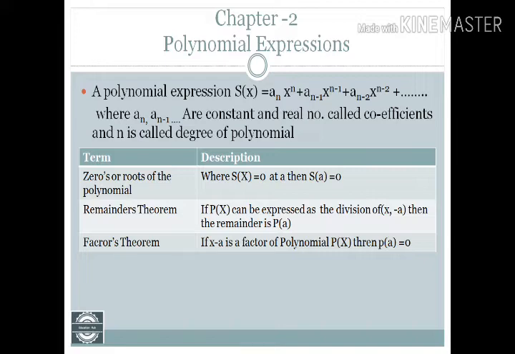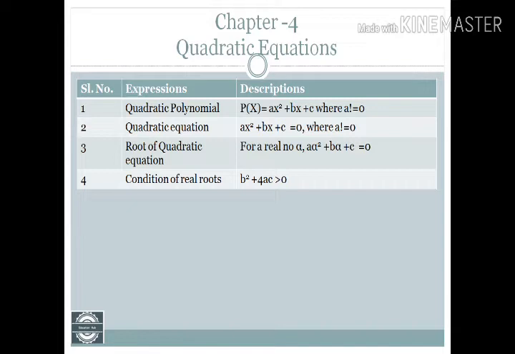These are the polynomial expression where a_n, a_(n-1) and so on are constant real numbers, also called the coefficients of the polynomial expression. And n is termed as the degree of that polynomial. Now here, if p of x equal to 0, then you can say this is a zero, or root, of this polynomial. And you can get the remainder theorem there if p(x) is divided by the divisor x minus a.